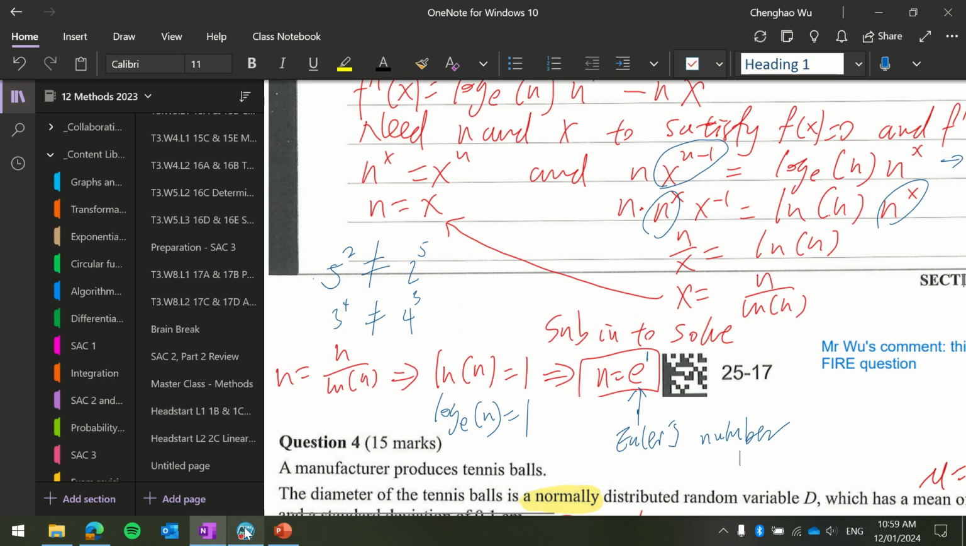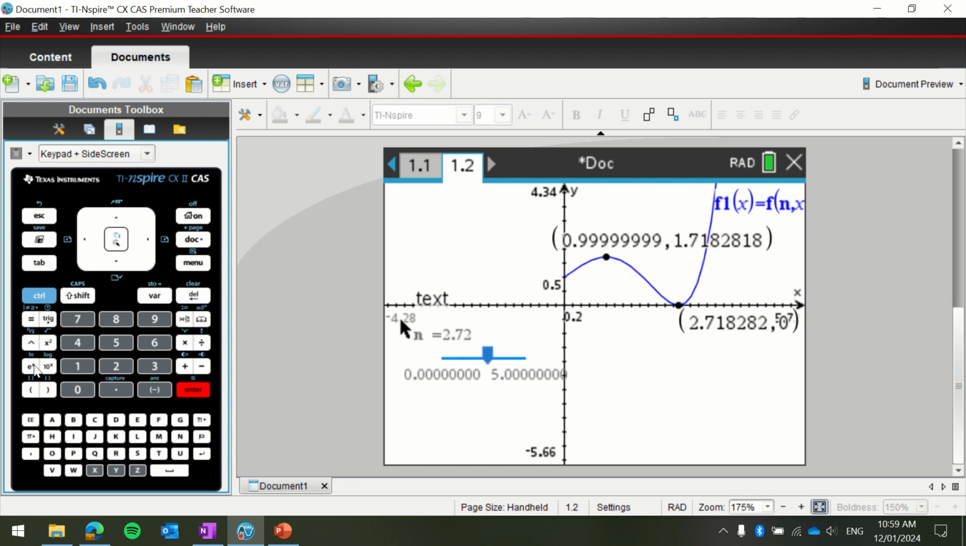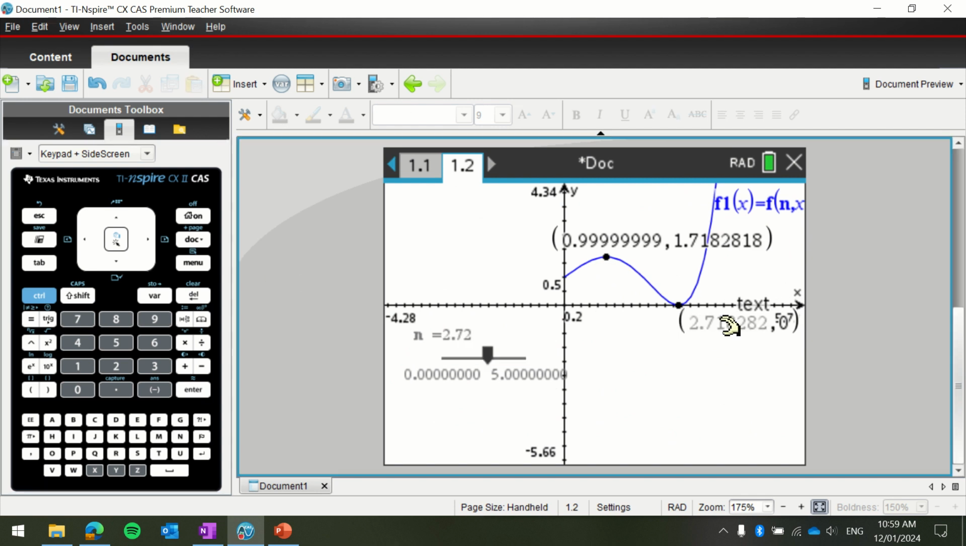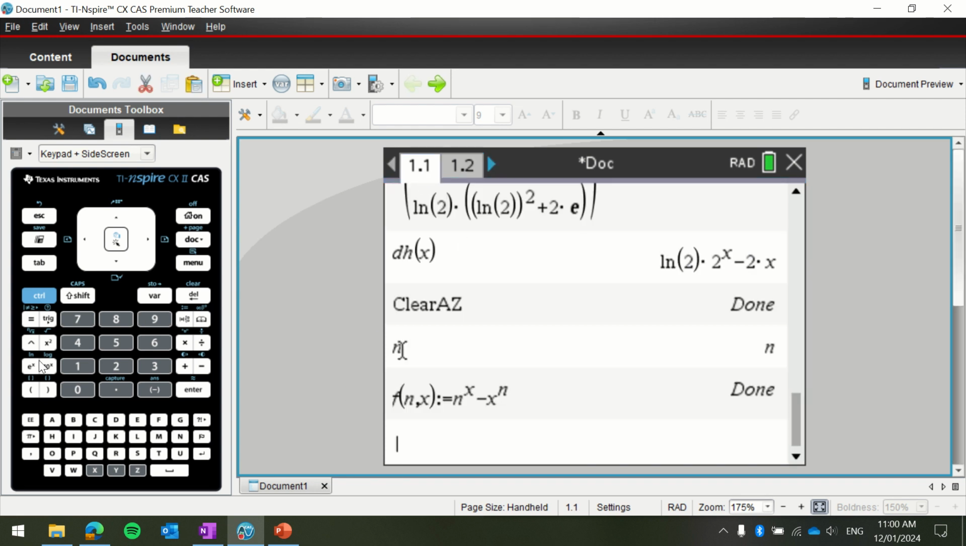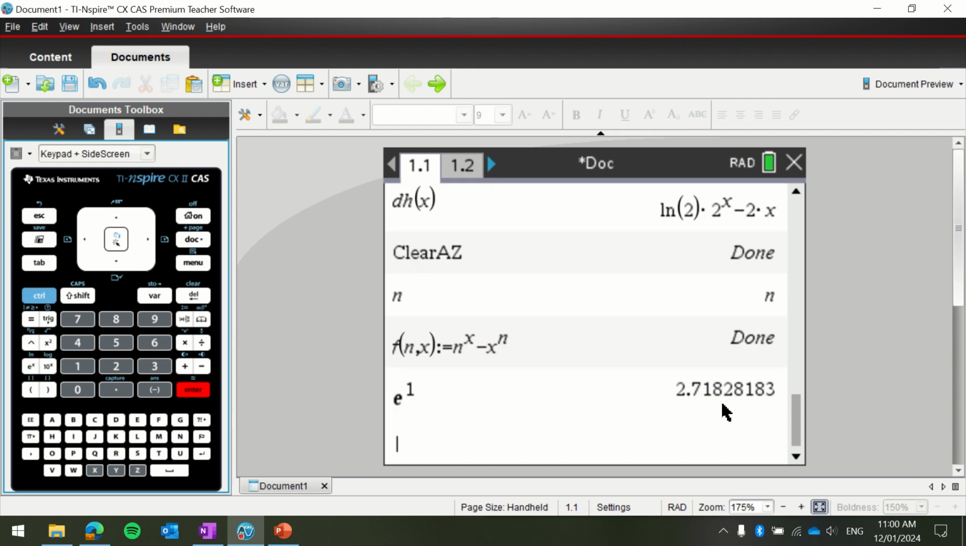Let's try it. Here we go. When I change the slider to e, the n value to e, my local minimum is exactly the x-intercept. See the y value here? The y value is 0. This point is the x-intercept, sure, but it also is the turning point, the local minimum. And that's it. And of course, e is 2.71 something. Hopefully, you know that, 2.7182 something.